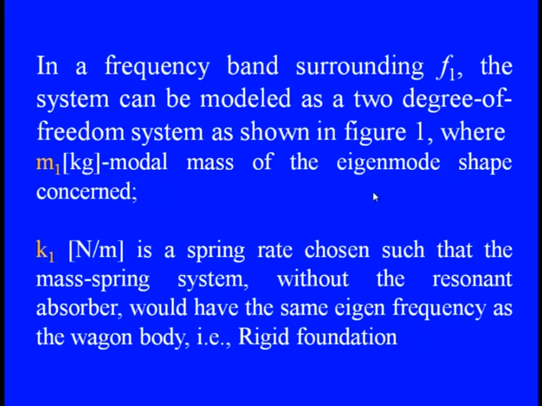Now, we would like to go back to the question. They are saying that in the frequency band surrounding the lowest exciting frequency in the bending mode F1, the system can be modeled as the 2 degree of freedom system as we discussed, where M1 is the modal mass of the eigen mode shape connected with this part, and K1 is the spring rate chosen such that the mass spring system without the resonant absorber would have the same eigen frequency as this wagon body.